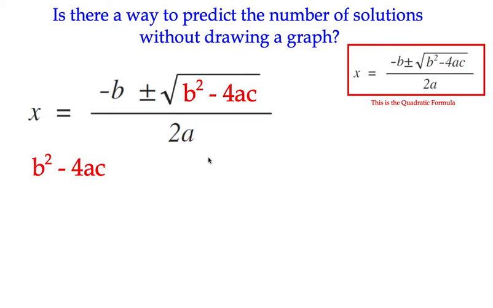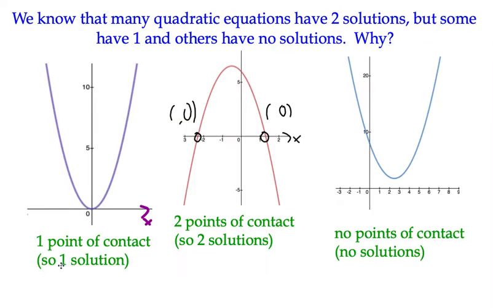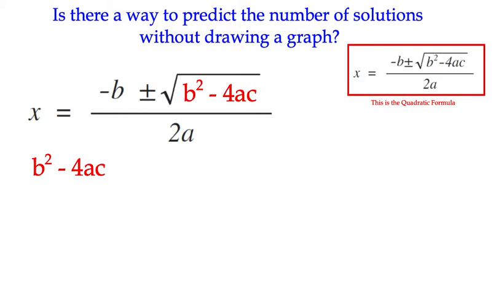So this lesson's question is: is there a way to predict the number of solutions without drawing a graph? See these ones that I had here, 1, 2, or no points of contact. Just by looking at an equation without having a picture, could we predict that? And the answer, of course, is yes.